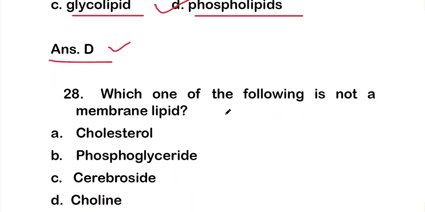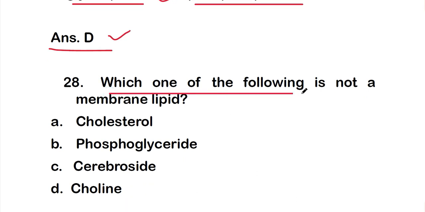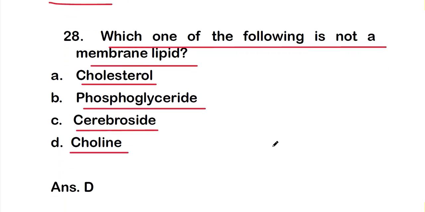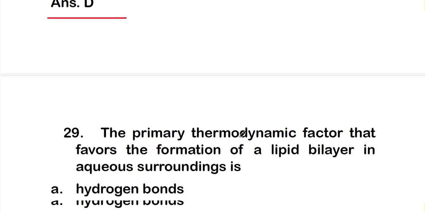Okay, so next question. Which one of the following is not a membrane lipid? The options are option A cholesterol, option B phosphoglyceride, option C cerebroside, option D choline. The right one is option D, that is choline. So choline is not a membrane lipid, but cholesterol, phosphoglyceride and cerebroside are present in membrane lipids.